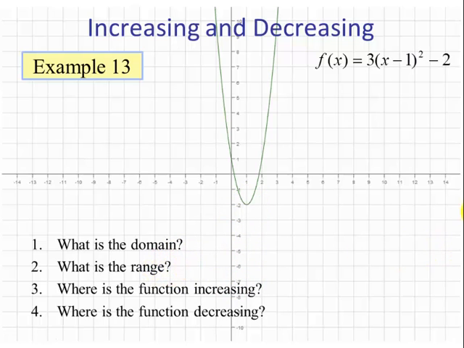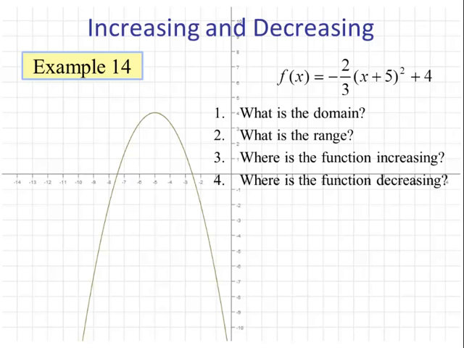Where is this function increasing? Well, in this case, to the right of the vertex, it's increasing. It's decreasing to the left of the vertex. So the answers are: number 1, all real numbers. Number 2, when f(x) is greater than or equal to -2. Where is the function increasing? When x is greater than 1, and decreasing when x is less than 1.